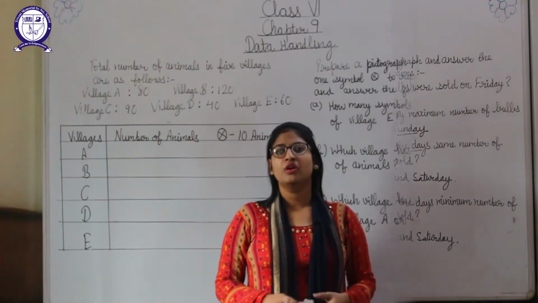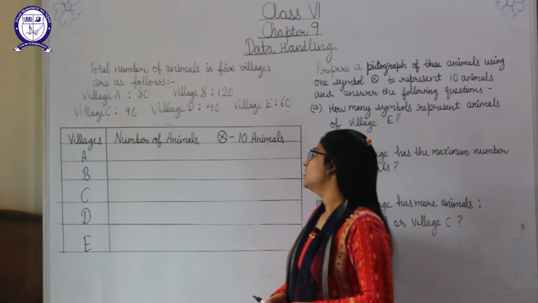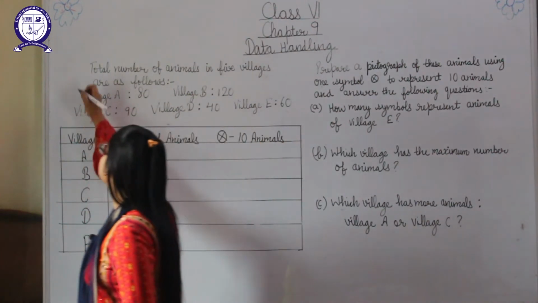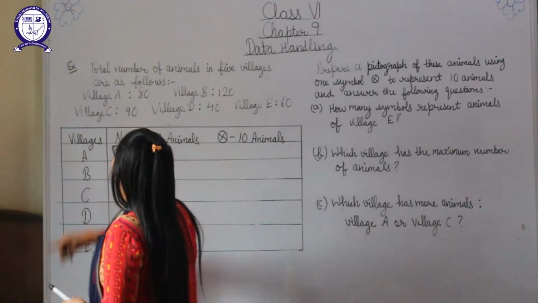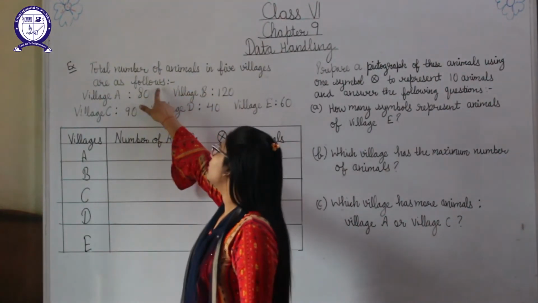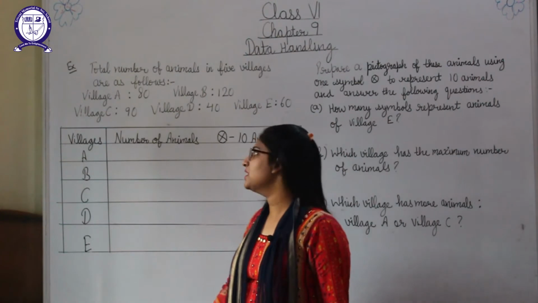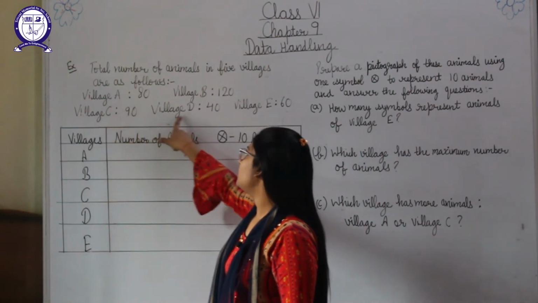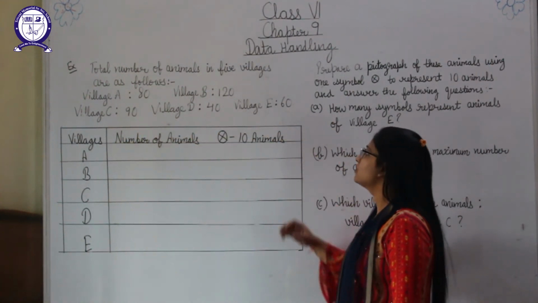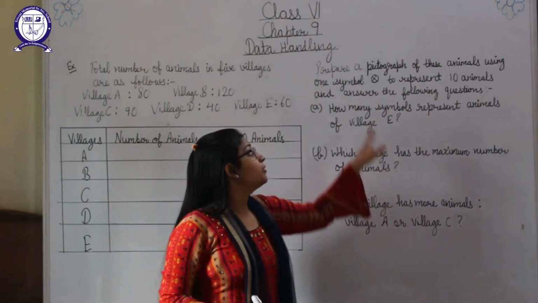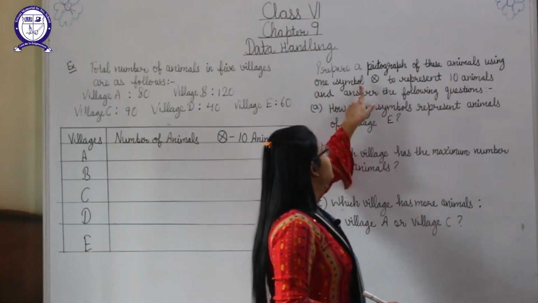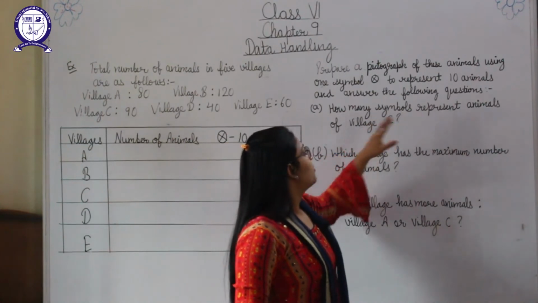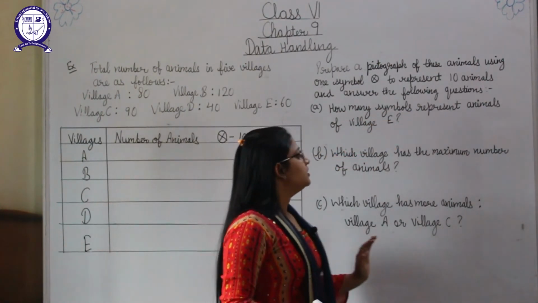Okay students, now the next topic is where a question will be given to you and you have to make the pictograph. This is one example: the total number of animals in 5 villages is as follows. Village A 80 animals, village B 120 animals, village C 90, village D 40 and village E 60 animals. Now it is asked to prepare a pictograph of these animals using one symbol to represent 10 animals, and answer the following questions. These are the questions given to us and we need to find their solution.